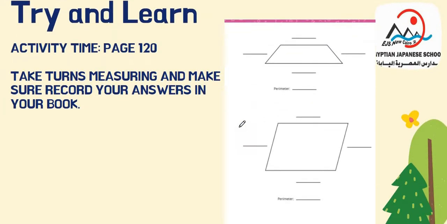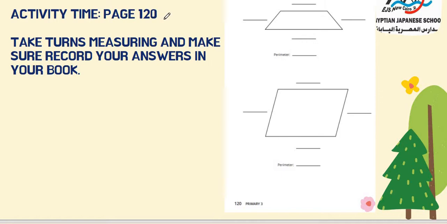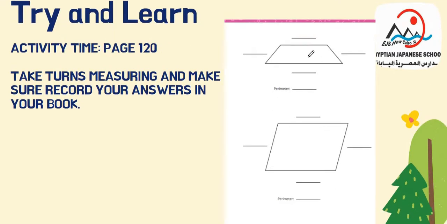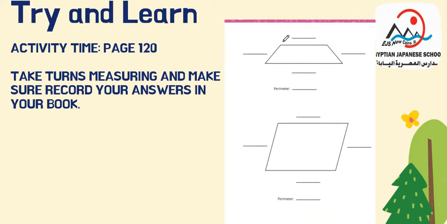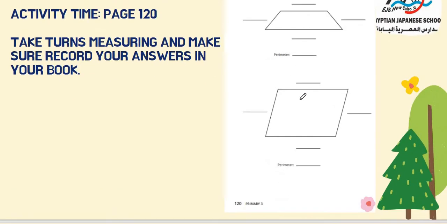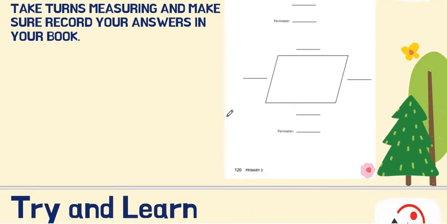Okay. Page number 120 has 2 other shapes: a trapezium and a parallelogram. Please solve them by yourself. Take turns measuring, and make sure you record your answer in your book. You will get the measurement of each side, then label your answer here, and then get the perimeter. Repeat these steps again in the parallelogram.